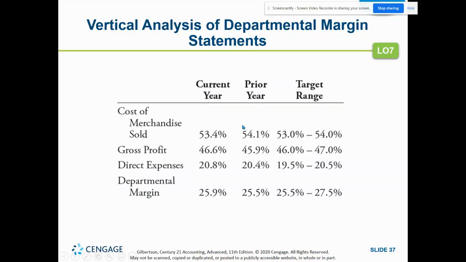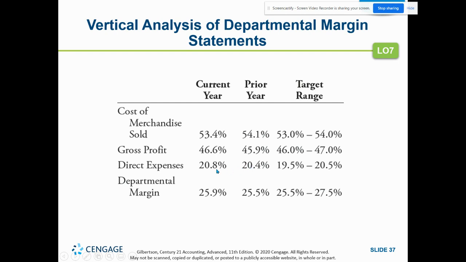So they give us a range. They have what our prior year was and what our target range is. And so we kind of want to hit inside those ranges. You look at our cost of merchandise sold, it went down from the prior year, which is good. That's a good thing, right? Because that's the cost to us of the merchandise that we're selling. Our gross profit on here went up from the previous year, which is right in the middle of where our target range is.